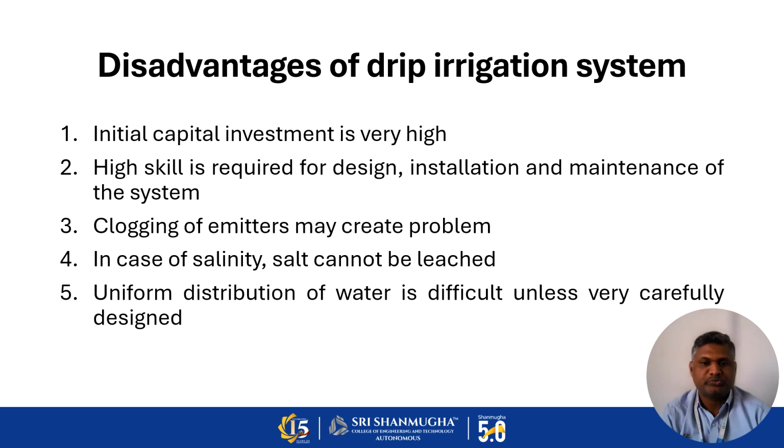The uniform distribution of water is difficult unless the design is very careful. If uniform distribution of water is not done properly, then the uniformity efficiency will be reduced. Actually in the drip irrigation system, the uniformity efficiency can be expected to be more than 90%, even 95%, but that will be affected if we are not maintaining the uniform distribution of water.